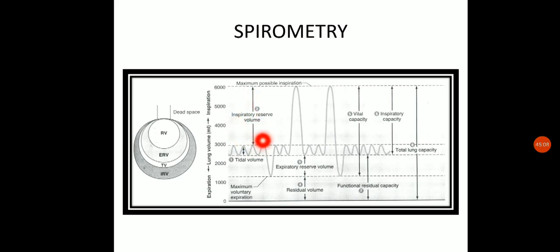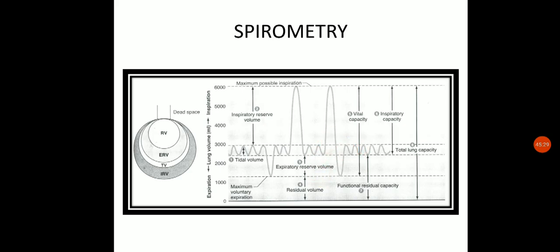So this region from 3000 to 6000 will be called the inspiratory reserve volume. And how is it caused? It is caused by forceful breathing. It is caused by forceful inspiration beyond tidal volume. Okay, that is the forceful inspiration beyond tidal volume.